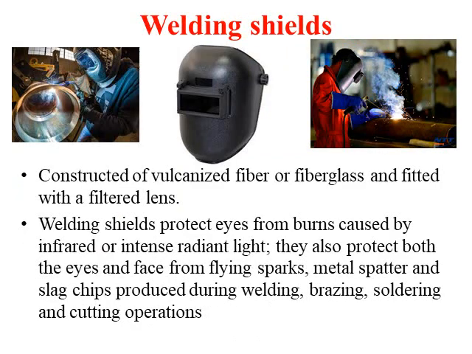Next, we have the welding shields, and I think all of you have used the welding shields when doing welding. These welding shields are constructed of vulcanized fiber or fiberglass and fitted with a filtered lens. Welding shields protect the eyes from burns caused by infrared or intense radiant light. They also protect both the eyes and face from flying sparks, metal spatter, and slag chips produced during welding, brazing, soldering, and cutting operations.